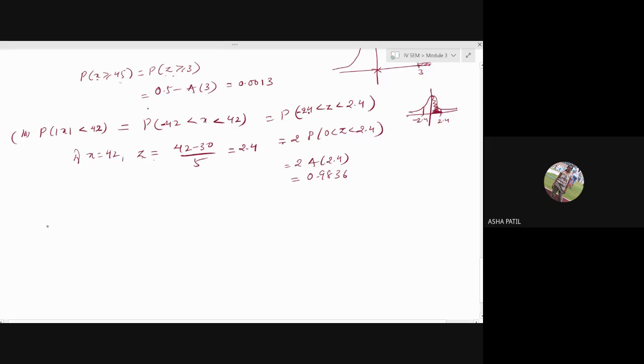One is the probability that mod of X is greater than 40. The other one is the probability that mod of X minus 30 is greater than 45. So we want these two. Try them out, others will be solved in the next class.